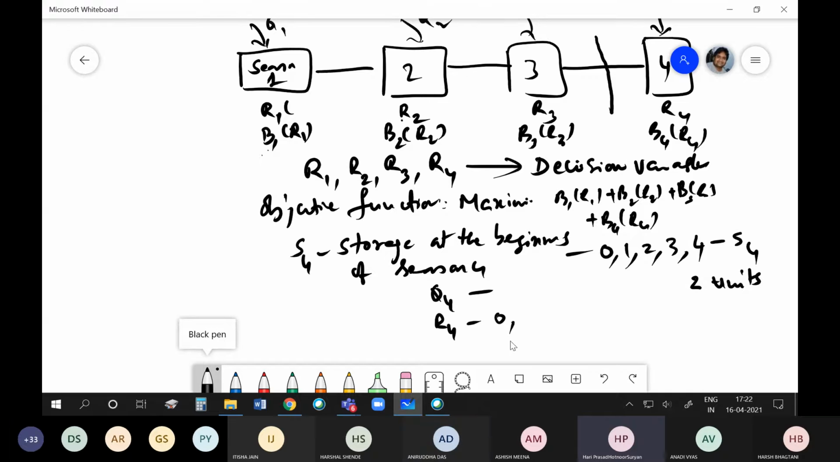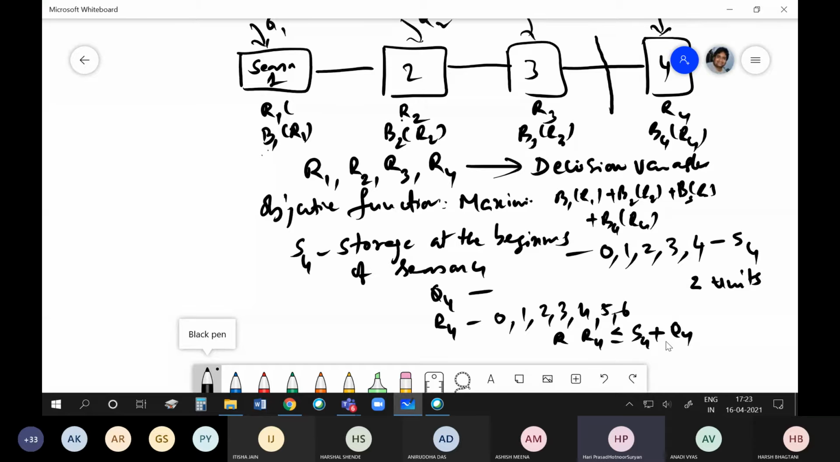So I can have 0, 1, 2, 3, 4, 5 and 6. So the constraint here is that R4 should be less than or equal to S4 plus Q4. That means whatever is the storage there plus whatever is the inflow, my release should be less than that.